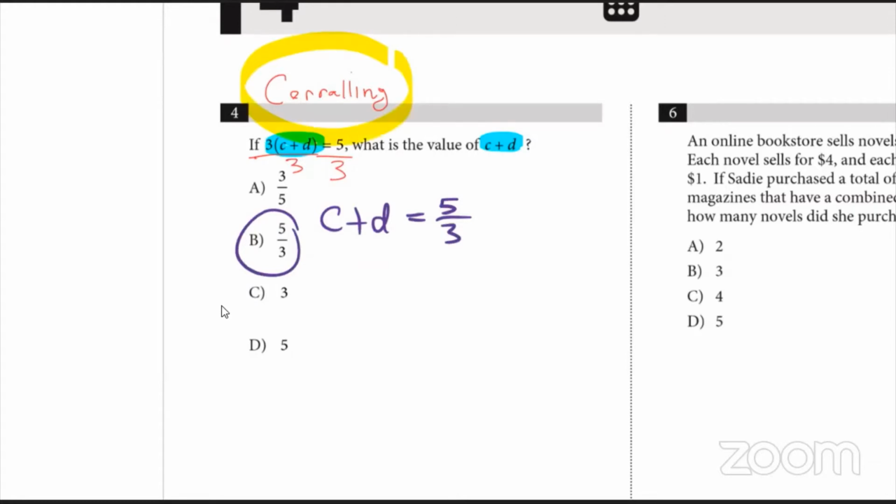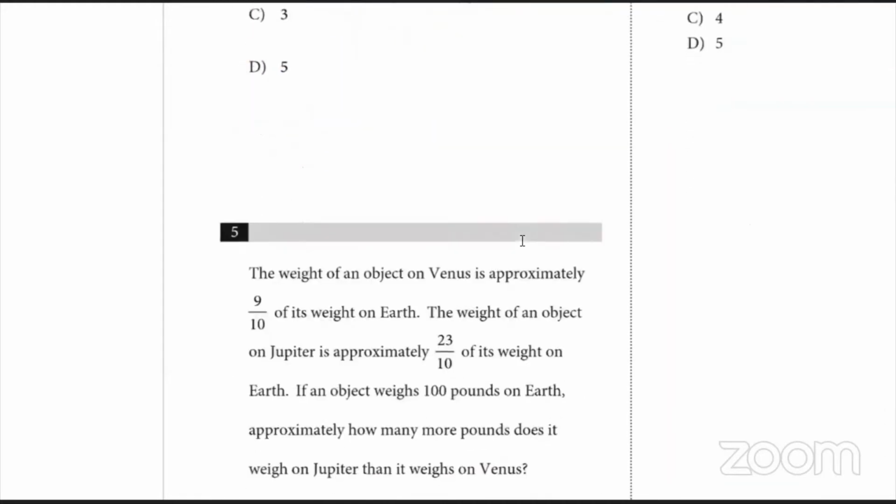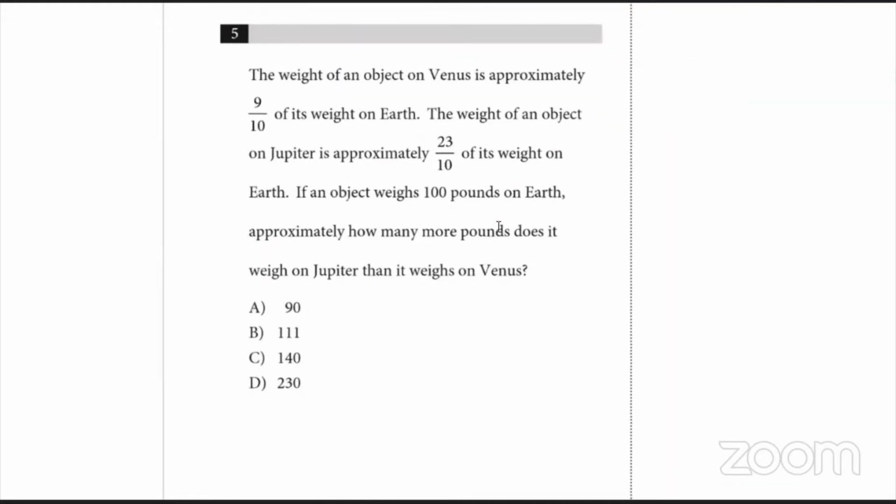Now we're going to number 5. The weight of an object on Venus is 9/10 of its weight on Earth. The weight of an object on Jupiter is 23/10 of its weight on Earth. Okay, so Venus is 9/10 of Earth. Jupiter, excuse me, is 23/10 of Earth as well. And the object weighs 100 pounds on Earth.